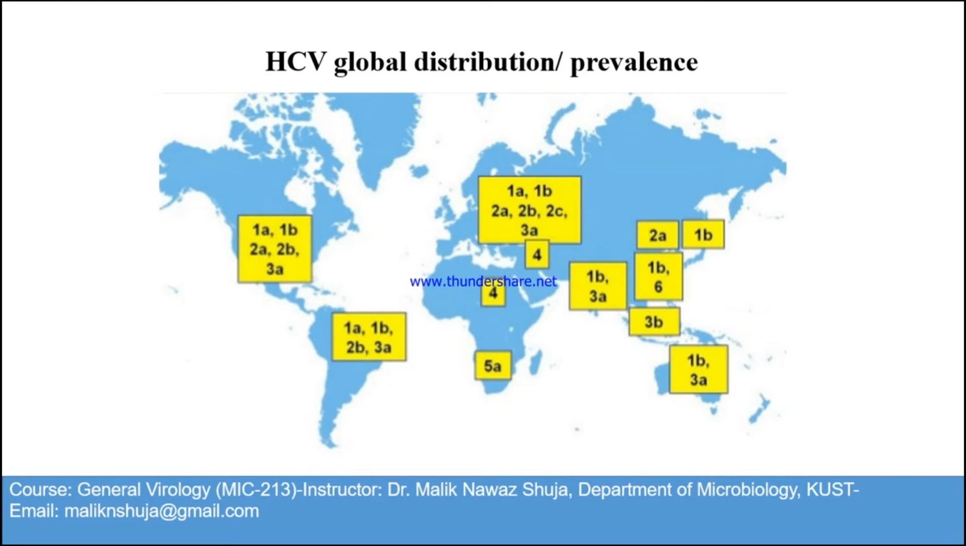If we are talking about the global distribution or prevalence of HCV genotypes, here we can see the worldwide distribution of all these genotypes. 1A and 1B are highly common in all regions, in America and Europe and Asian areas, while here is Pakistan. In Pakistan the most prevalent genotype of HCV is 3A.